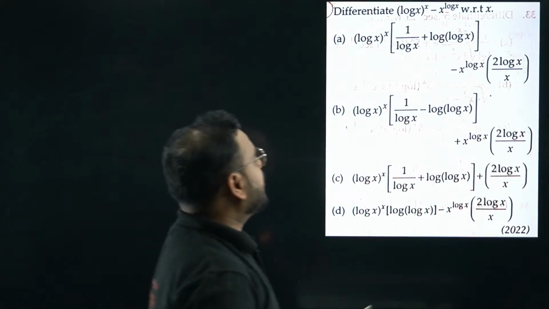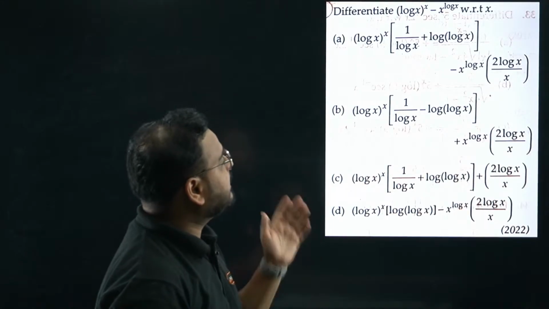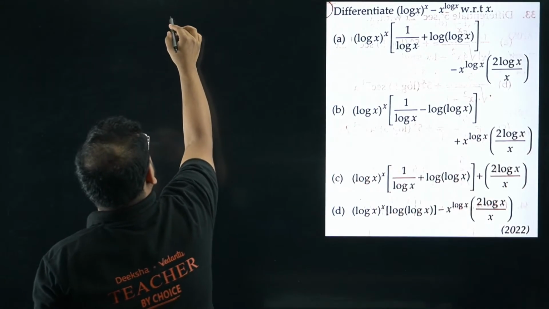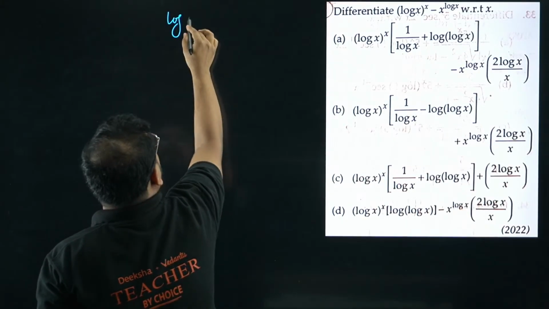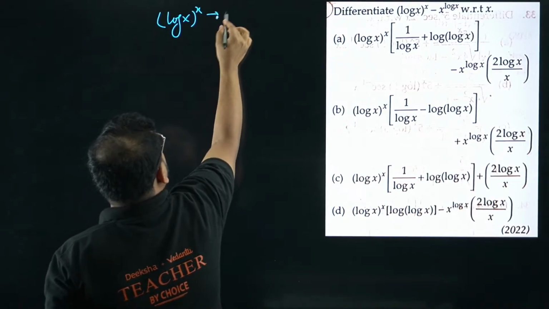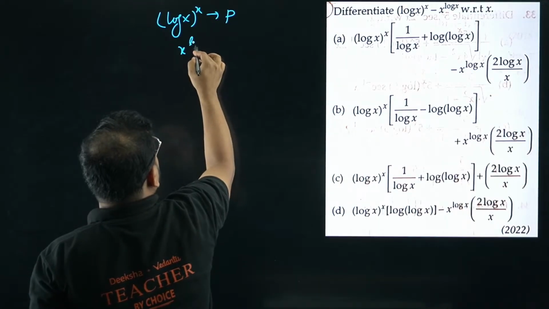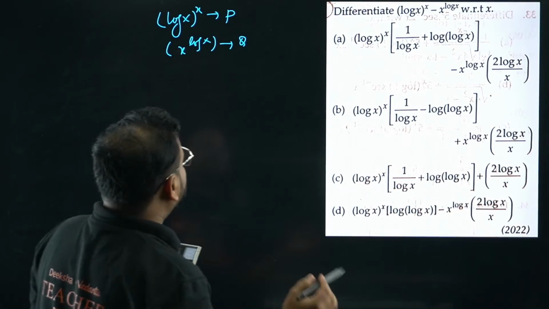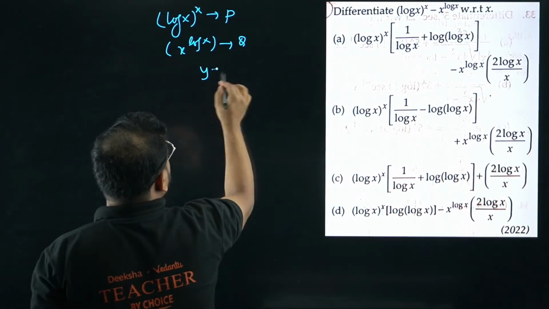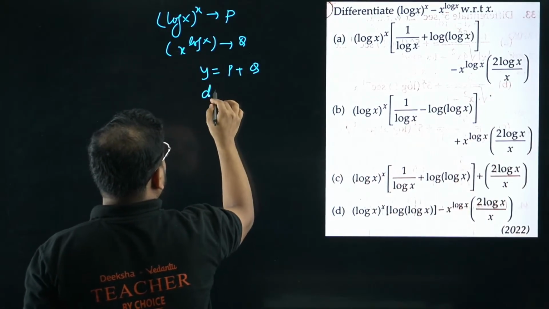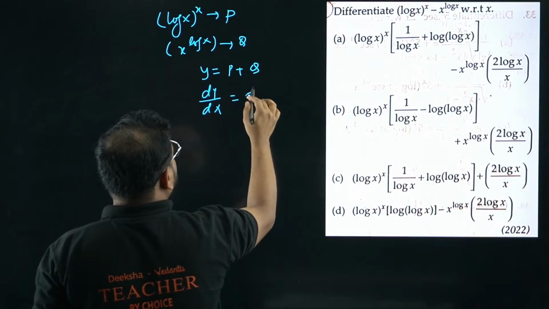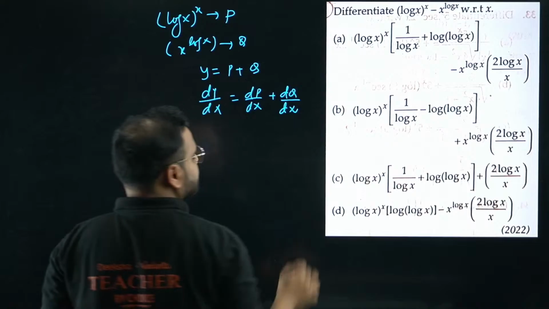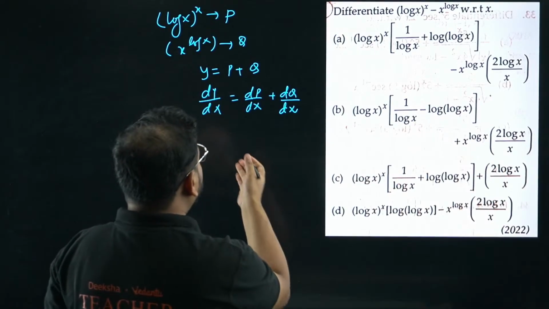This problem: log x power x minus x power log x. How do you solve this question? We're going to separate this into two different functions. I'll keep this log of x power x as function p, and I'll keep x power log x as function q. I'm looking for the derivative of this. Basically the given function is y equals p plus q, right? So I can find dy by dx equals dp by dx plus dq by dx. All of you agree? So let's look for dp by dx first.